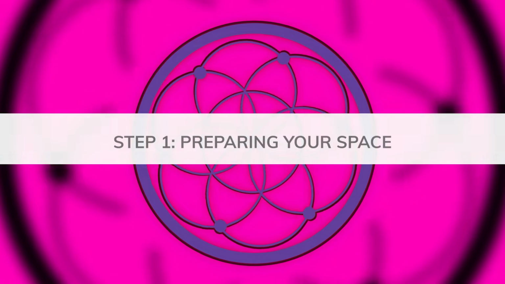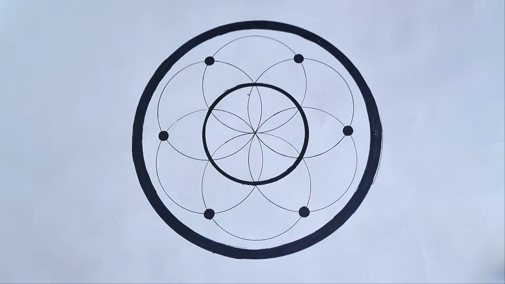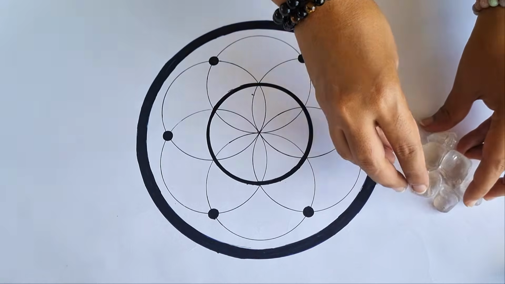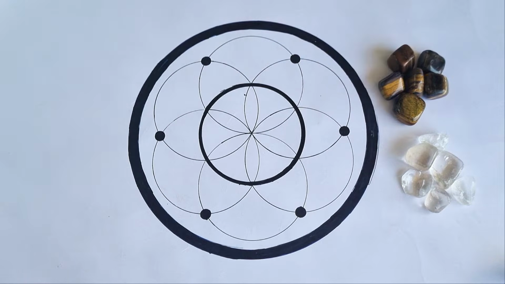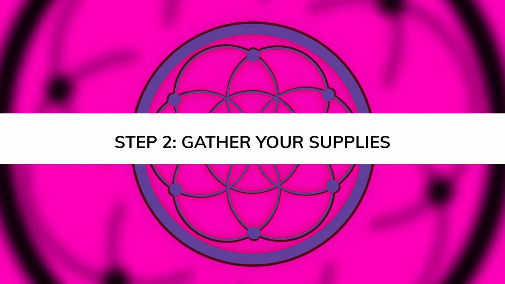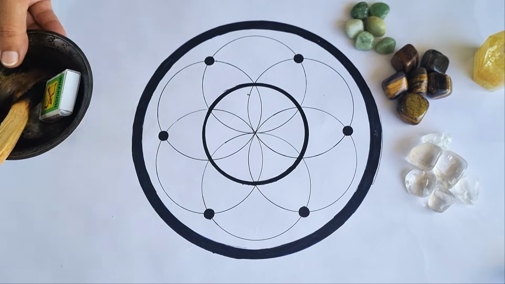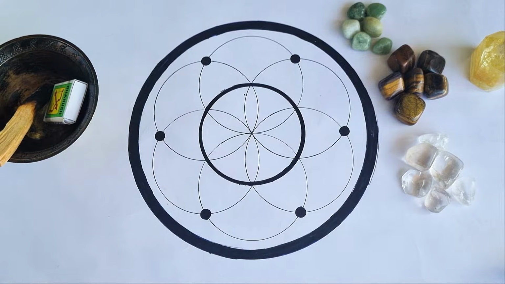Now let's make the grid. Step 1. Preparing your space. Begin by finding a quiet and comfortable space where you can focus your energy. Ensure that your crystal grid is set up in a place where it won't be disturbed. Step 2. Gather your supplies. Gather your crystal grid layout and the crystals you will be using, along with a piece of Palo Santo and a lighter or a match.